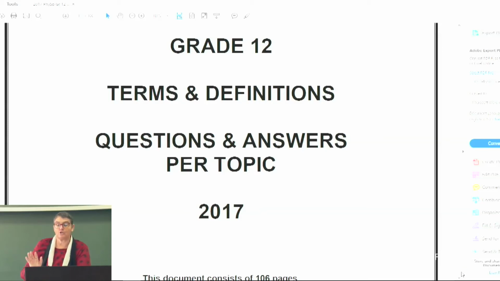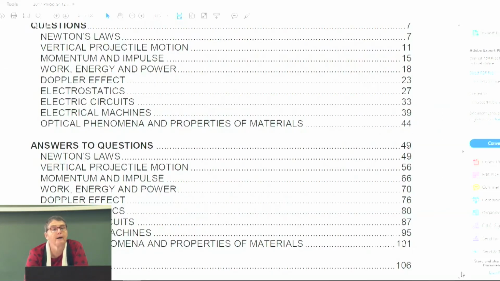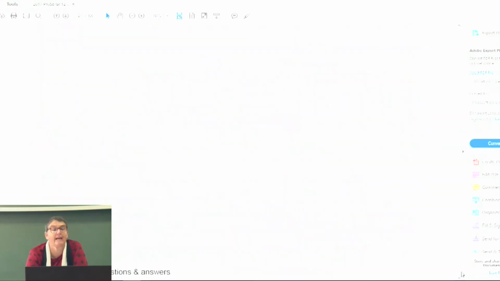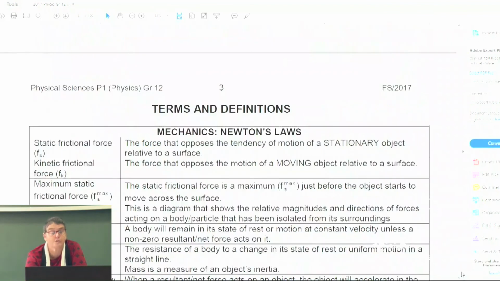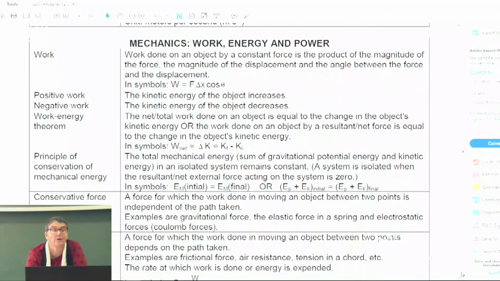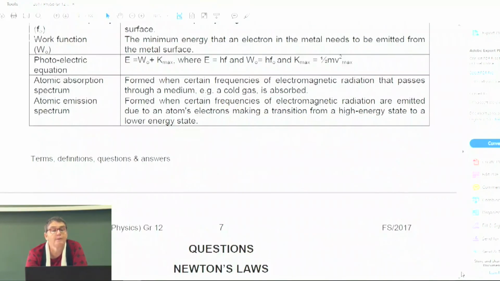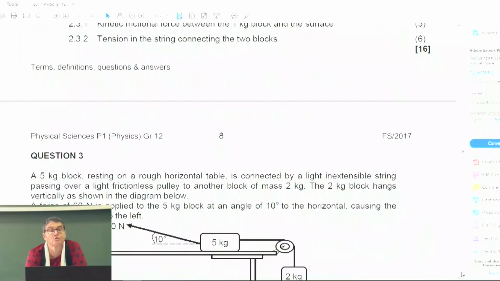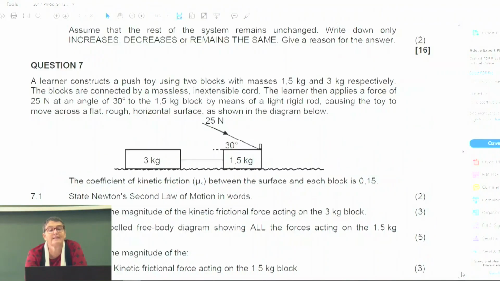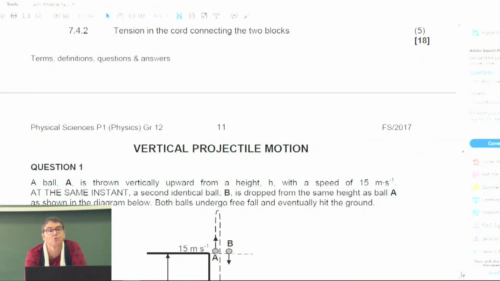Okay. And I just want to show you what this is about. This document took quite a while to compile, and you are really lucky that you have this. Right, it has questions and it has answers. There are all your terms, all your definitions that you must learn. How easy is that? And remember, if you want to get level 7, you've got to know every single one of those. Then your questions are, there's your Newton's laws questions. And you will see that most of the questions go up to question 7. Okay. Your question 6 and 7 questions are a little bit more difficult.